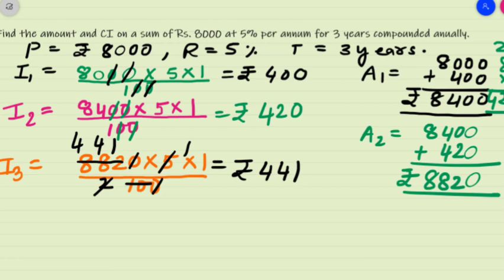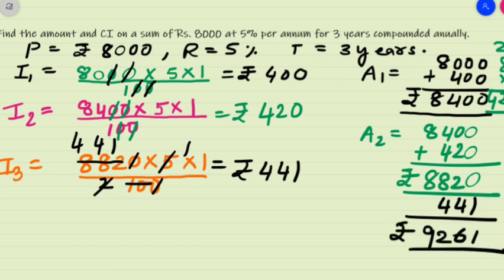Now see what will be the amount. His principal amount was 8,820. Here you have got this, and then 441 you add, and after the third year his amount will be rupees 9,261. So amount will be equal to 9,261. This is the amount.